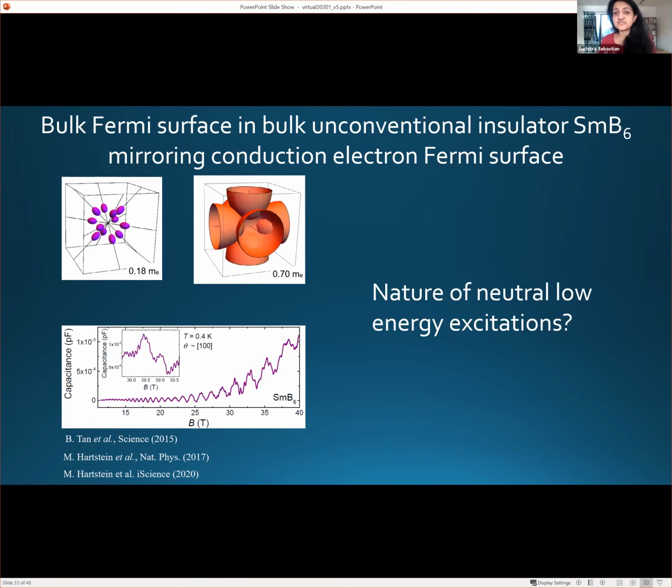So to summarize this discovery in samarium hexaboride, we found for the first time that there is a bulk Fermi surface in the first of this bulk family of unconventional insulators. And interestingly, in this case, specific to samarium hexaboride, we find it mirrors the conduction electron Fermi surface. There will be more talks, panels, etc., talking about other experiments and theories about what the nature of these low energy excitations might be, so I won't get into that. I'm just going to summarize the findings from my experiment and how that can motivate trying to understand it more.